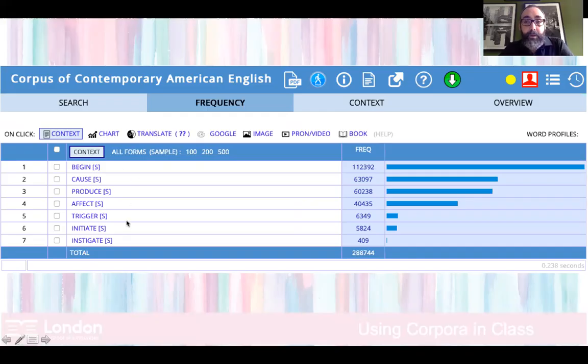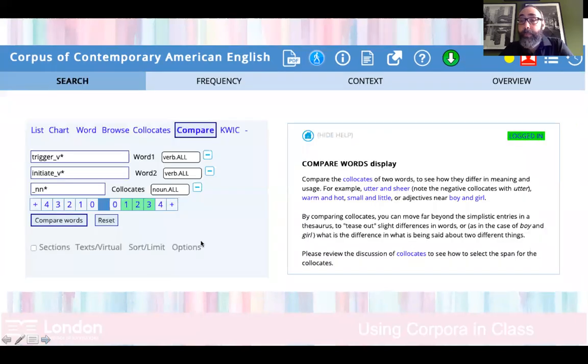And again, this corpus will give you the opportunity to compare words. So if I go to this compare feature, I can compare two words, for example, trigger as a verb and initiate. And I tell the corpus, tell me how each one is used, and how it compares to each other. And this is what you get.